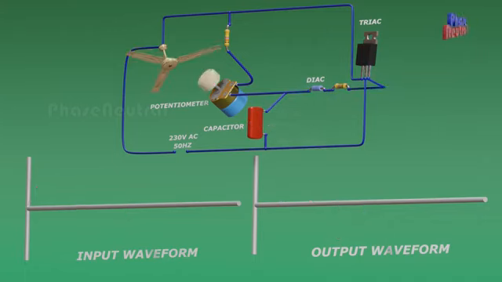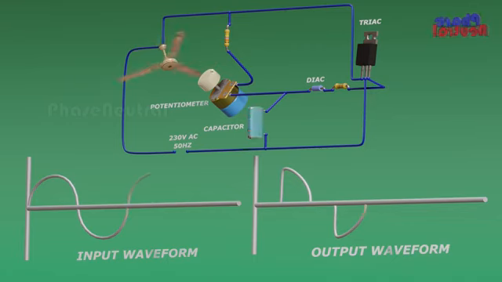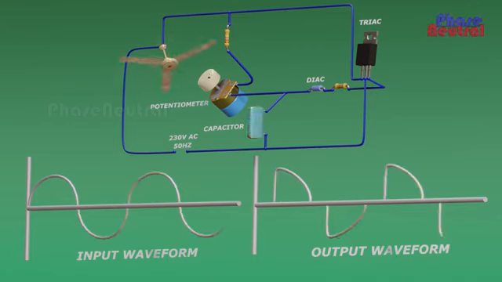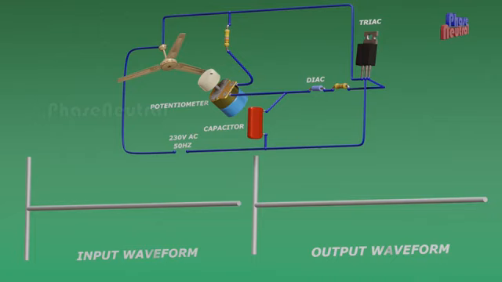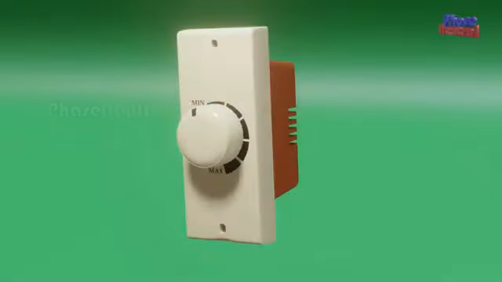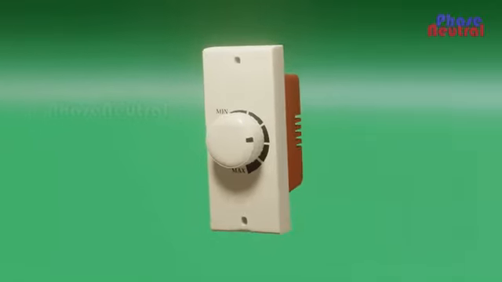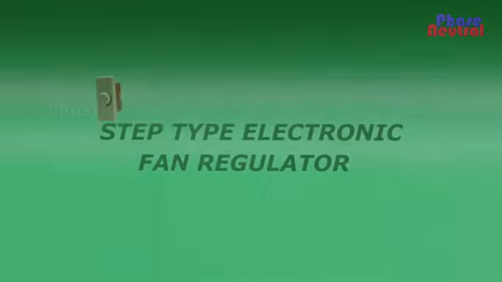When you rotate the knob to maximum speed, capacitor charging time becomes less due to the variation of the potentiometer resistance. It makes the output voltage high and the fan runs full speed. When you rotate the knob to minimum speed, the capacitor takes more time for charging. It makes changes in the output waveform and the fan runs slow speed. The main disadvantage of the movable type electronic fan regulator is that the fan motor makes a noise at low speed.